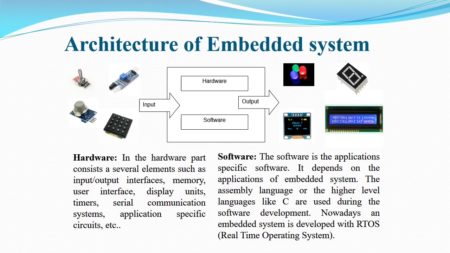Architecture of an embedded system. In every embedded system, there are two main parts. One is hardware and the second is software. The hardware consists of input-output devices such as microcontroller, memory, and user interfaces such as keyboards, displays, and serial communication bus. Some of the advanced microcontrollers have ADC and DAC on chip. The diagram shows some examples of input devices such as switch, IR sensors, gas sensors, and a matrix keyboard. These are some of the input devices for the embedded system. There may be changes according to the application.